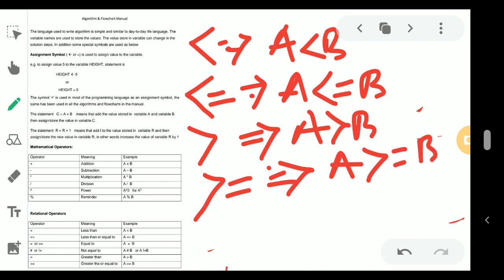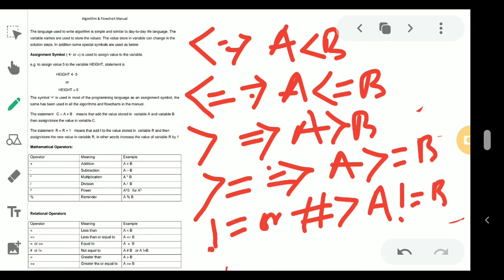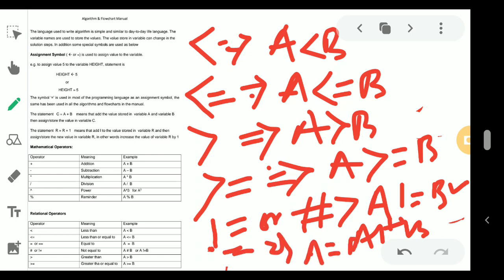Okay, and another one is not equals to. Not equals to can be represented in either this way or this way, or you can write a not equals to b, or you can give a hashtag b. Generally we are using this convention only: a not equals to b. And another one is equals to. This is equal or not. This represents a equals to b, checking the equality between the two operands. These are all the relational operators and mathematical operators that we are using in the flowchart.